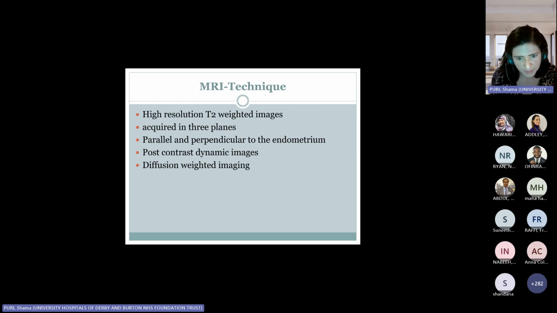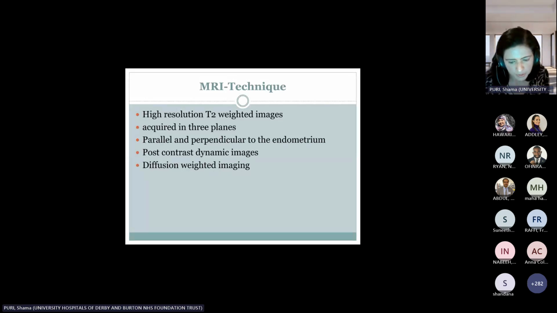We also give contrast and then do post-contrast images, and we now routinely do diffusion-weighted images on all our endometrial cancers also. Now, to give you a little bit of understanding of diffusion-weighted imaging, it basically assesses how freely the water molecules can move around in a tissue. If water molecules can move freely, we say there is no diffusion restriction. And if water molecules can't move freely, then we say the diffusion is restricted.